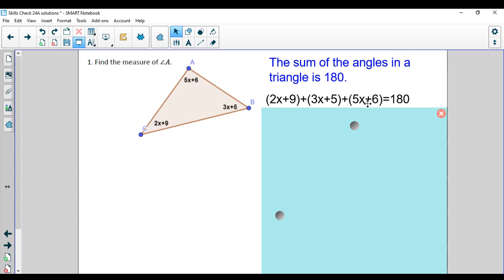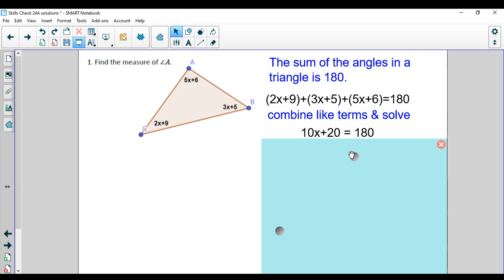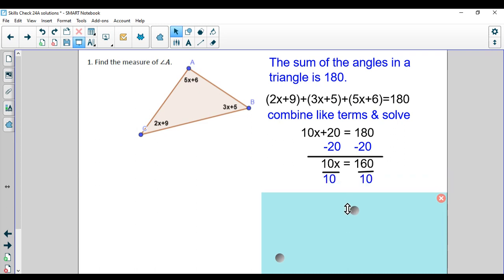So we're going to combine like terms, 2x, 3x, and 5x. And we're going to combine the 9, 5, and 6. So when we do that, we get 10x plus 20 is equal to 180. Then we're going to take 20 away from both sides. So we get 10x equals 160. And then we're going to divide both sides by 10 to get x by itself. So that gives us the value of x being 16.